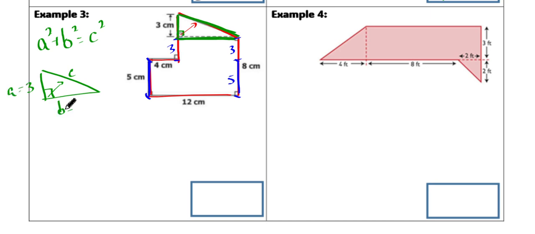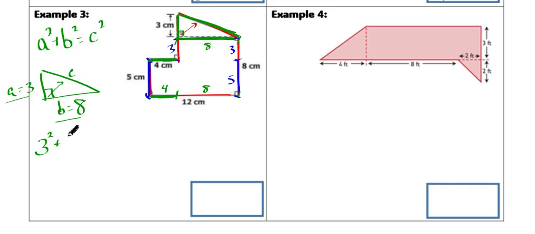And I do know the B, even though it's not immediately labeled here. I see 4 is this part. So this up to there is 4. And the whole way across is 12. So if the whole way across is 12, that part of it's 4. 12 minus 4 would tell me that this part's 8. So is that. There to there is 8. So there to there has to be 8 also. So now we have our A, we have our B. Now we can find C.